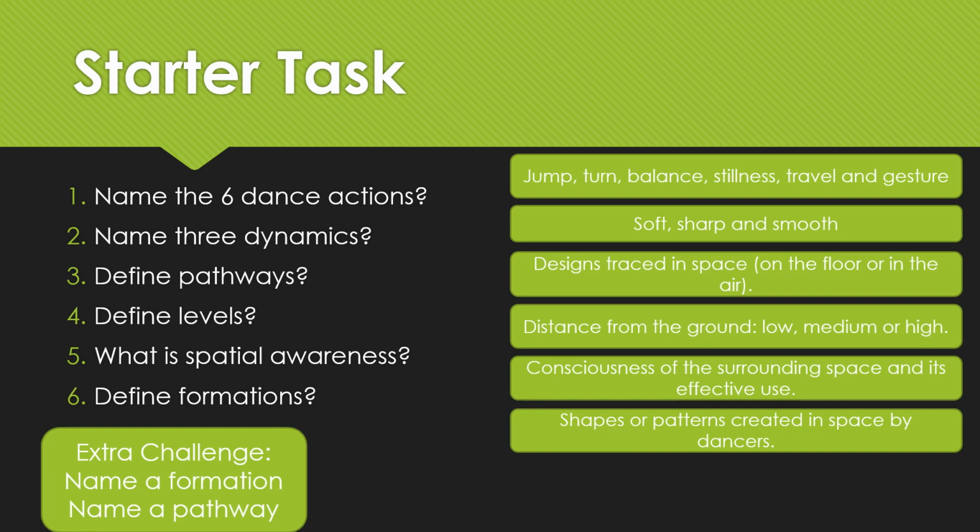So now let's look at the extra challenge. So naming a formation. Okay, so that might be a square formation. That might be a semicircle formation. That might be a diamond. It's going to be any shape in which dancers can stand in. So naming a pathway, we could have had a zigzag pathway, we could have had a curved pathway, we could have had a linear pathway. So there's a variety of pathways that you could have had.